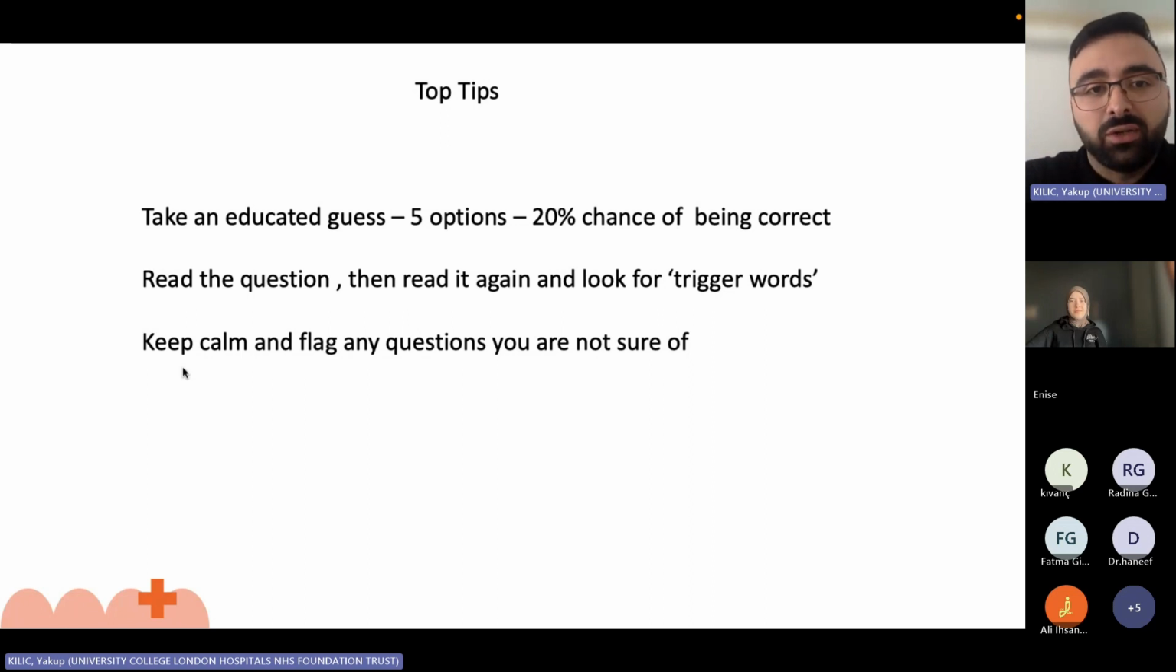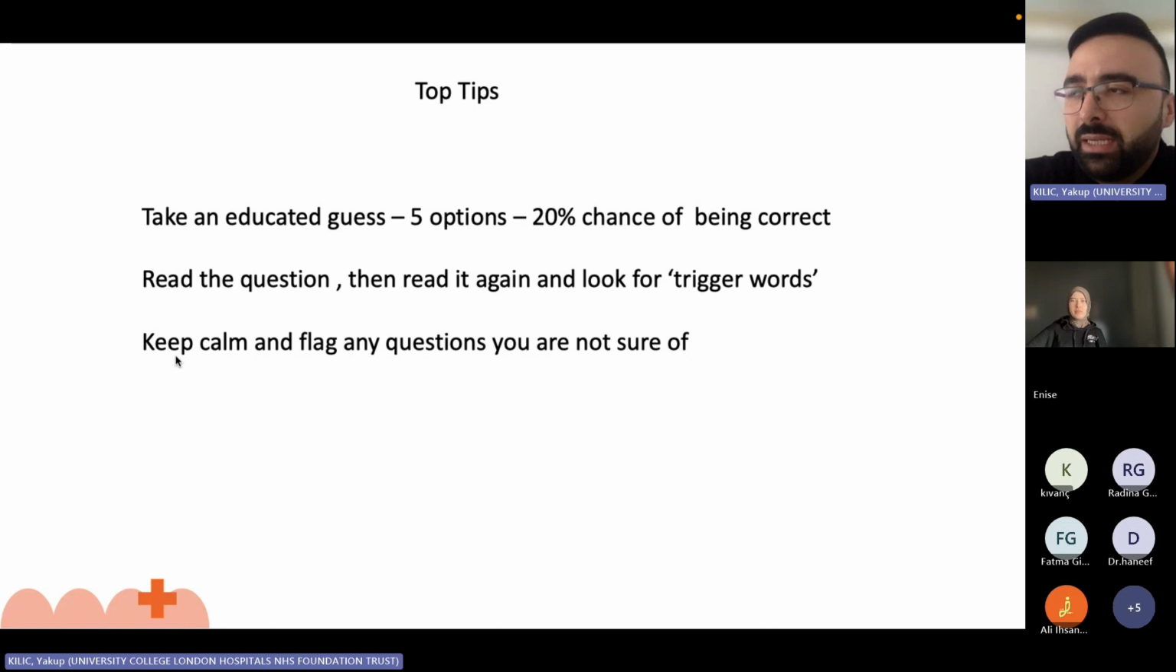Study hard and study well, and study for a long period of time. I actually studied, I think, around 4 or 5 months, to be honest, for part 1, and I mainly used past tests for that, which I'll come on to in a bit. Read the question, then read it again, guys. As I said, it's very important to look for those trigger words when answering the question. And as always, keep calm and flag it on the system that you use for the exam.